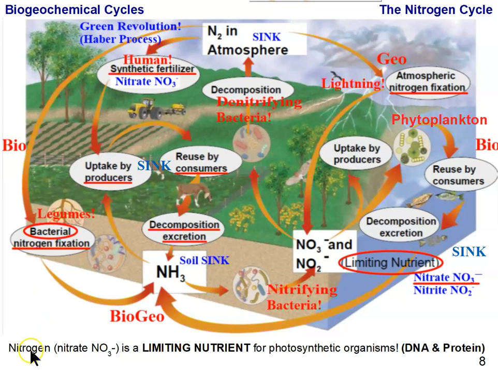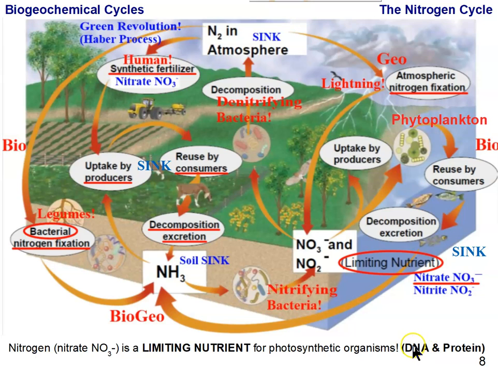And the first one is that nitrogen, and especially in the form of nitrate, which is NO3 minus here in the diagram, is a limiting nutrient for photosynthetic organisms, all photosynthetic organisms. And an example of that is the importance of nitrogen in DNA and protein. If you'll recall, DNA is made up of nucleotides. Those are the building blocks of DNA, the monomers of DNA, and each nucleotide contains nitrogenous bases, if you'll recall. And they're called nitrogenous bases because they contain a lot of nitrogen.